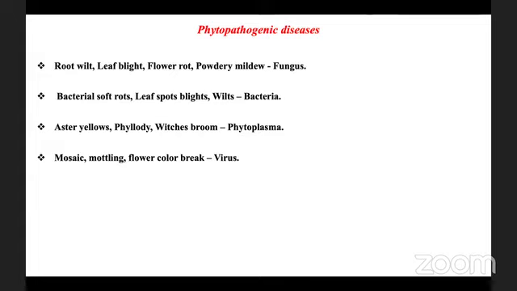Fungi are already well known, for example in grapes. Powdery mildew is very common in the grape plant. Along with powdery mildew, fungi cause wilting, that is drying of the root, and leaf blight, meaning yellow patches you can see on the leaf, and flower rotting. These particular diseases are caused by fungi. Bacteria again cause rotting, blight, and wilt.